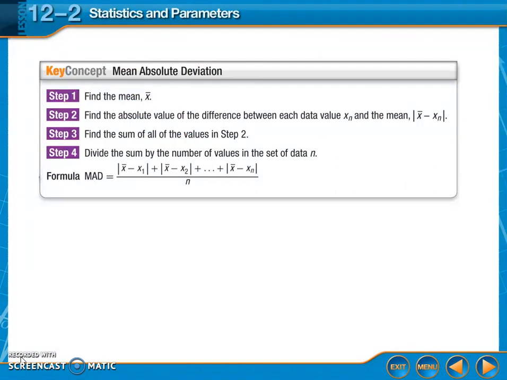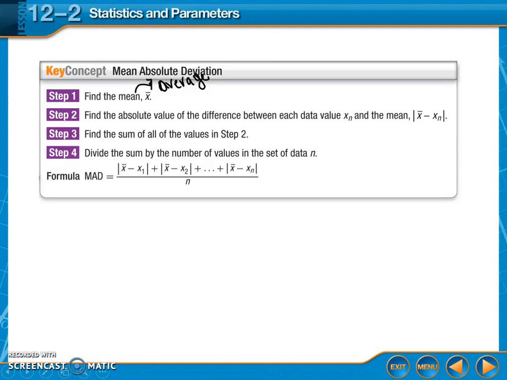Okay, next thing we want to find is the mean absolute deviation, the MAD. We need to follow these 4 steps. First thing we need to do is find the mean. If you remember from years of math, the mean is the same thing as the average. You do that by adding up all the numbers and dividing by the total numbers you have. So that's the first step, find the average or the mean.